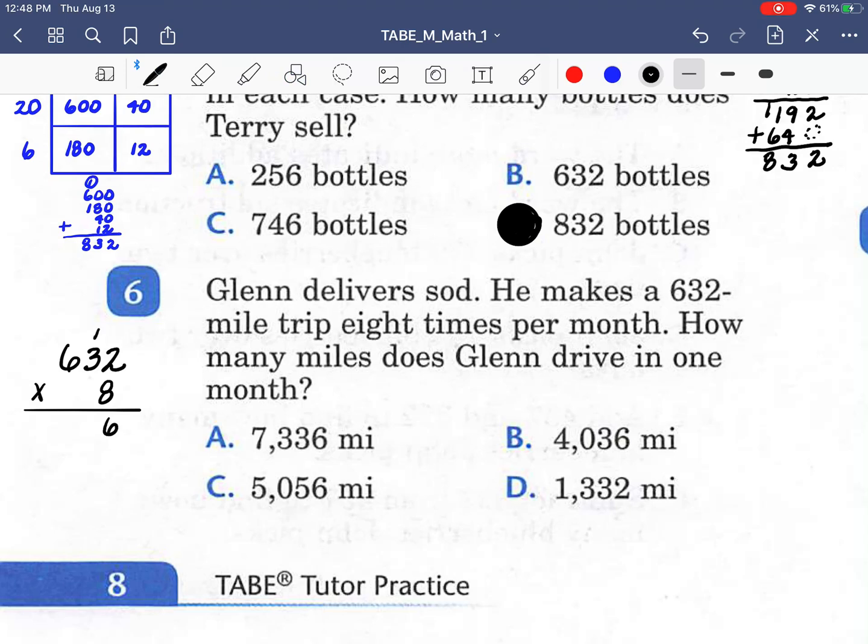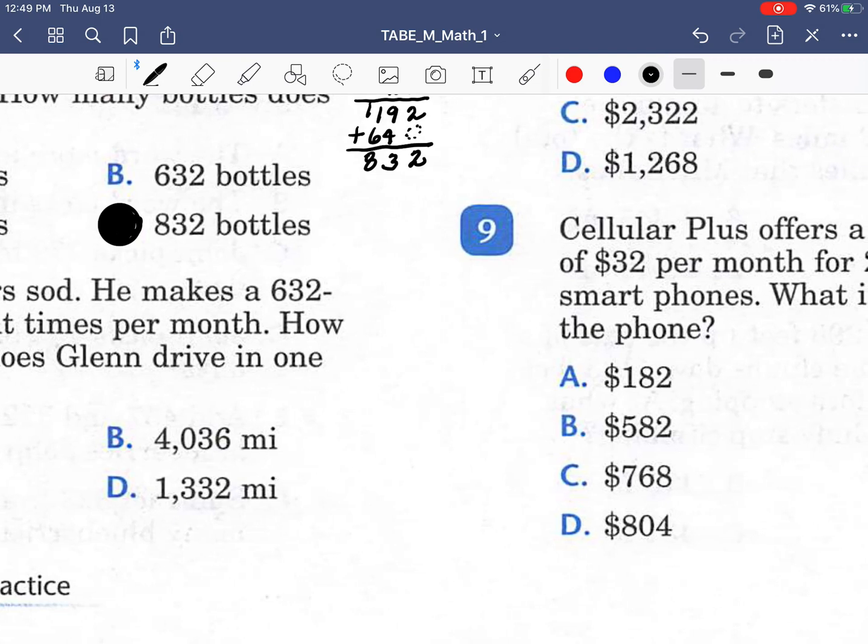16 carry 1. 8 3s are 24 plus 1 is 25. 48 plus 2 is 50. So I'm thinking C for that one. And you could stop right there. But just to help your math reasoning skills, let's do this one using an area model.